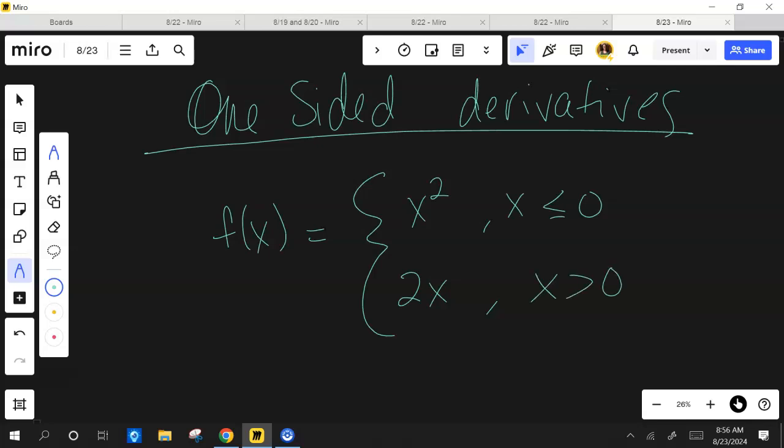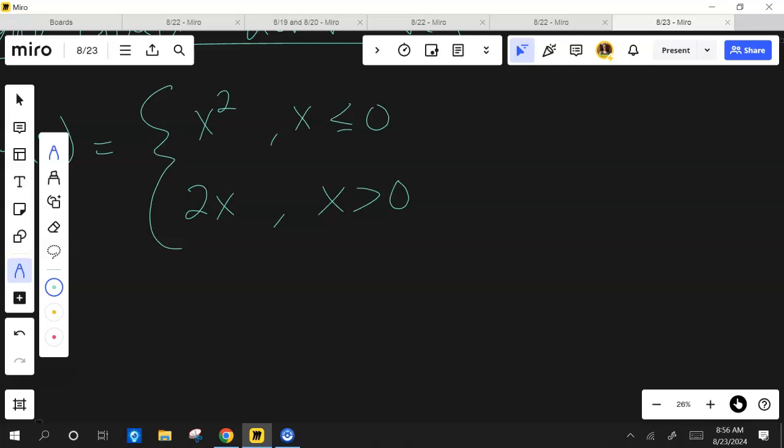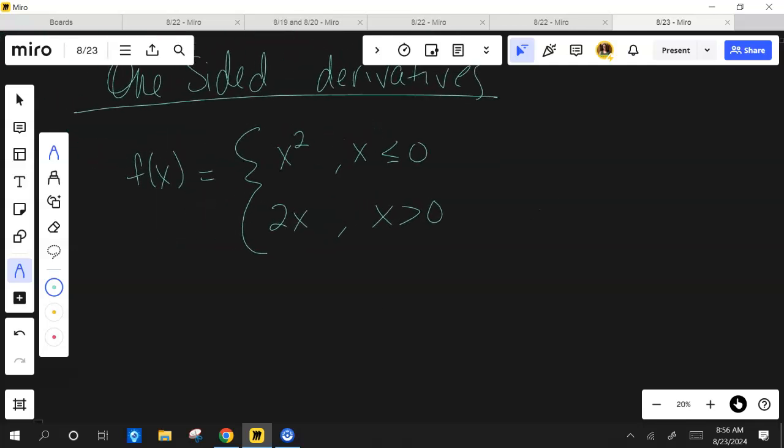What does this graph look like? It is a piece of the parent. The x squared is a parent graph of a quadratic, right? That's easy. So when x is less than 0, like that, it's a quadratic. But when x is bigger than 0, it looks something like this.